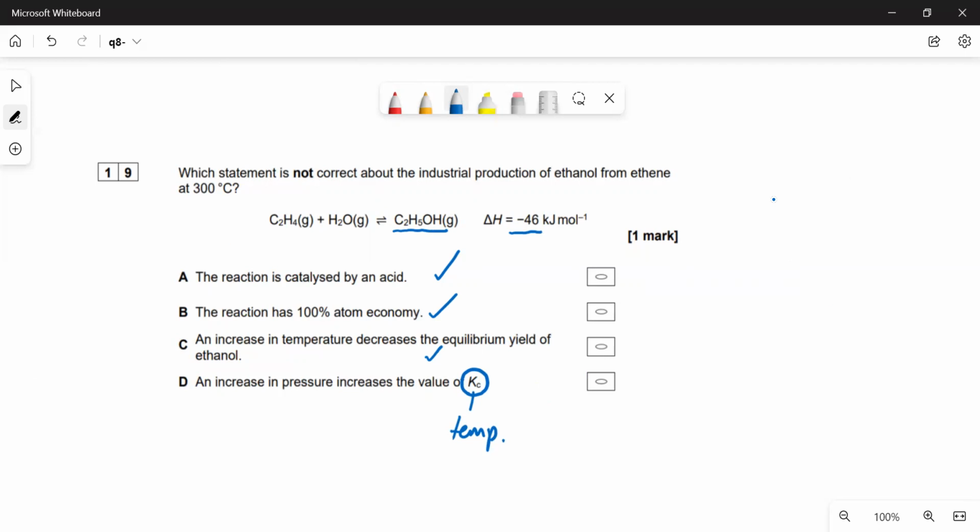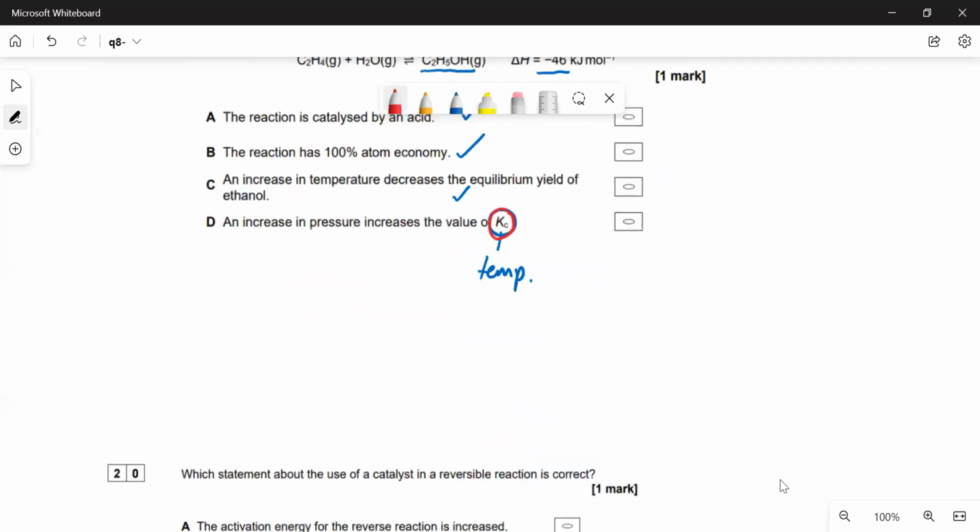What they're trying to get you to think is, if you increase the pressure, you can see that the position of the equilibrium would move to the right, so you would get more ethanol, because you've got 2 gas moles on the left and 1 on the right. So the equilibrium position would move to the right, but it would not affect the value of Kc. The only thing that affects the value of Kc is changing temperature. So they commonly try and catch you out with that by putting a reaction where, yes, the position of equilibrium changes, but Kc doesn't.